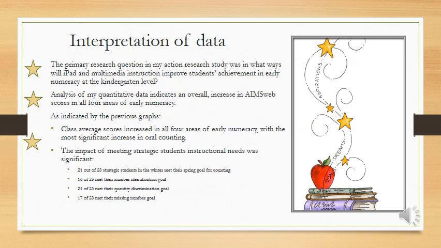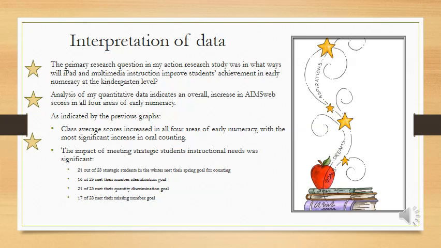Interpretation of data continued. Again, bearing in mind that my primary research question in this action research study was, in what ways will iPad and multimedia instruction improve students' achievement in early numeracy at the kindergarten level? Analysis of my quantitative data indicates an overall increase in AIMSweb scores in all 4 areas of early numeracy. As indicated by the previous graphs, class average scores increased in all 4 areas of early numeracy, with the most significant increase in oral counting.